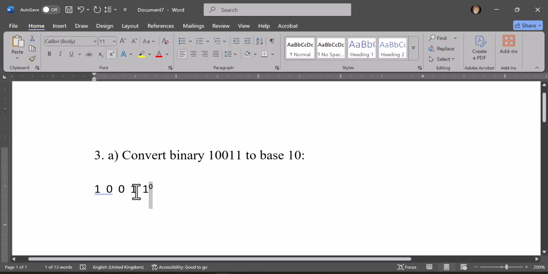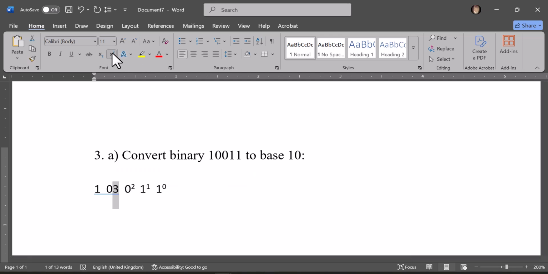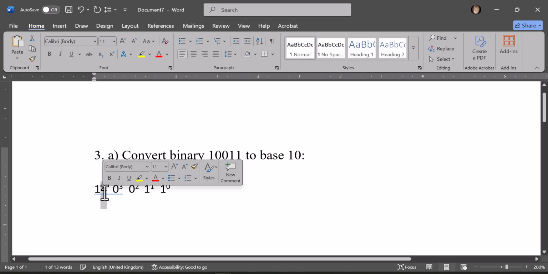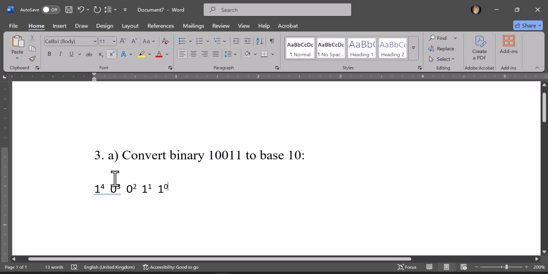Let me use this one. Good. So this one will be power 0. This one will be 1. And this one will be 2. This one will be 3. This one will be 4. Good. So we will raise all the numbers to a power, starting from right to left. And the first one will be 0, followed by 1, 2, 3, 4.